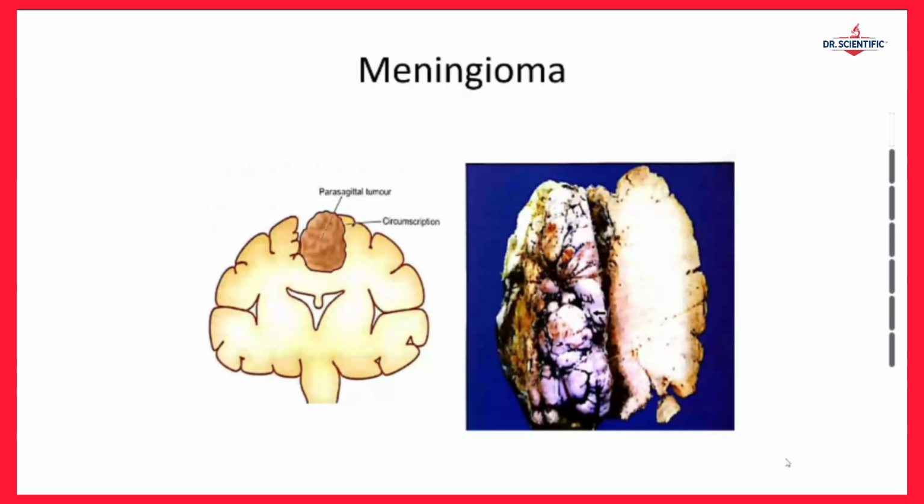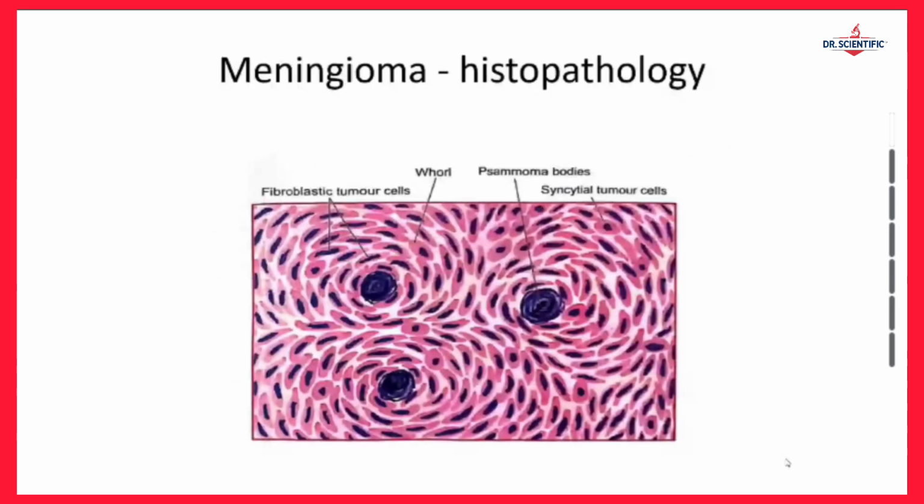And you can see the histopathology of a meningioma. You can see those whorls, almost wave-like. You can see that circular arrangement of the cells, and in the middle we have necrosis, and we have psammoma calcification within it. That's what we call psammoma bodies. We have the syncytial tumor cells there.